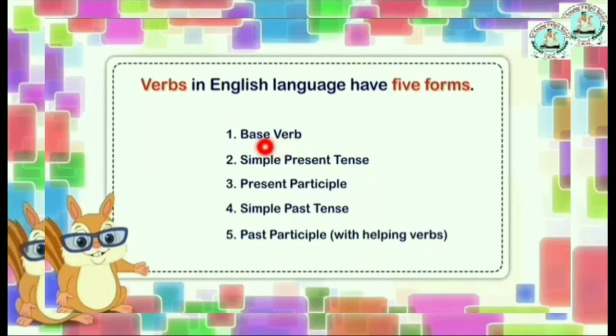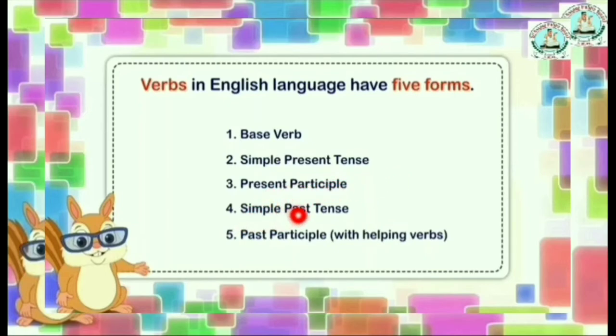Base verb and simple present tense are mostly identical. It means they are mostly the same. But when the third person singular appears in the sentence, the verb can take the suffix s, es. And next, third one, present participle. Present participle form of verb ends with ing. It always ends with ing.